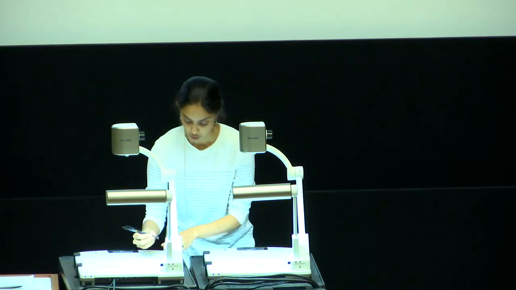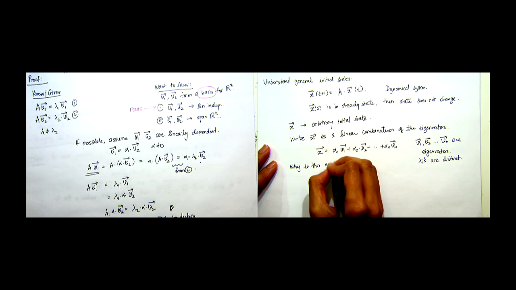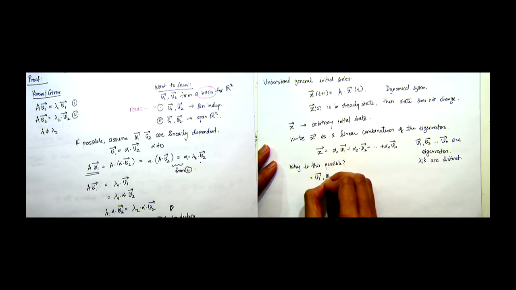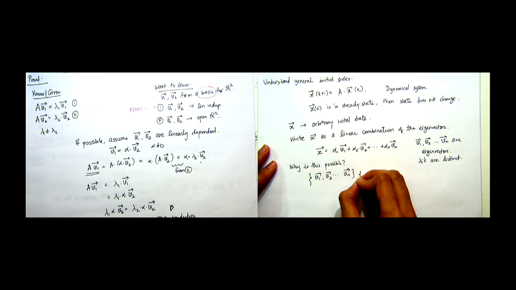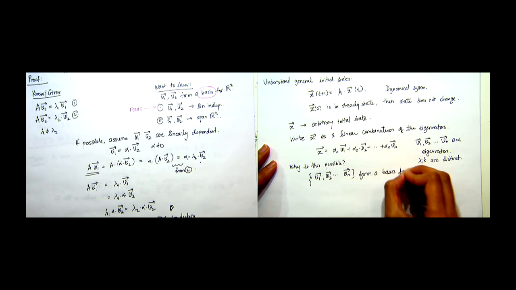Okay, good. The question was, why can X be written as a linear combination of eigenvectors? We know that V1, V2, ..., Vn form a basis for Rn, right? And what does it mean for a set of vectors to be a basis?